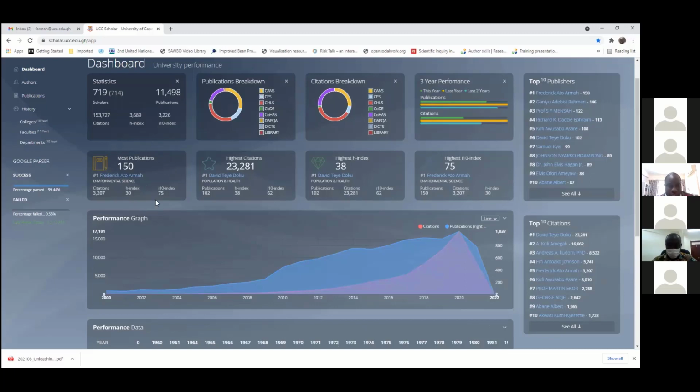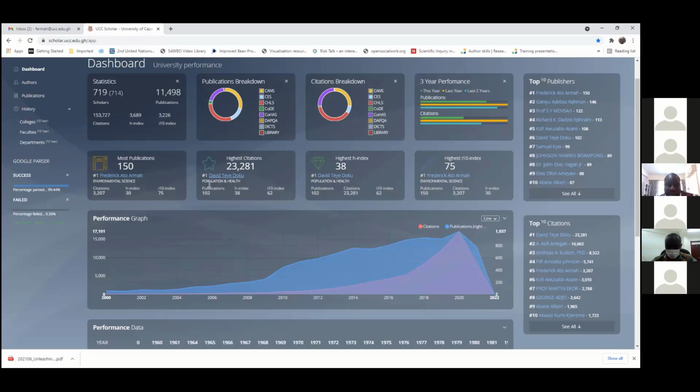It shows within the university the one who has the most publications and the total number of publications that person has, the department to which the person belongs, the total number of citations, the person's H index, and the person's I-10 index. This simply means that 30 of the person's cited papers have been cited at least 30 times. And this I-10, which is 75, means that 75 of the person's publications have been cited at least 10 times.